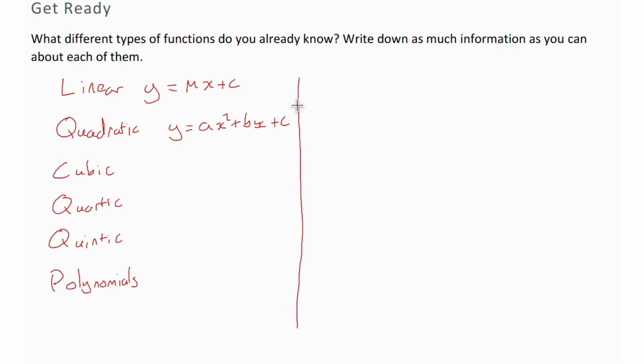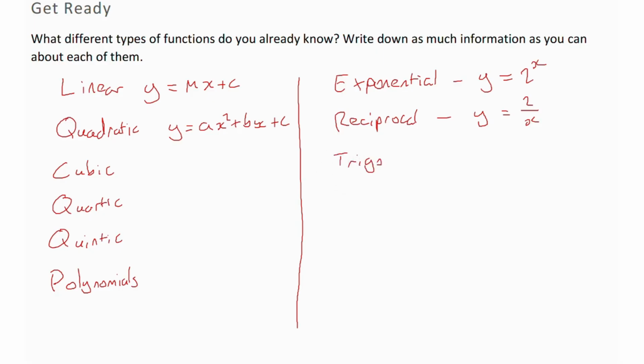Some other types of functions you might know about, you might have heard about exponentials. Exponential functions are when the power is the variable, so something like 2 to the power of x. You might have heard of reciprocal functions. That's things like y equals 2 over x. You might have heard about the trig functions, the trigonometric functions, which are things like y equals sine of x or cos of x or tan of x.